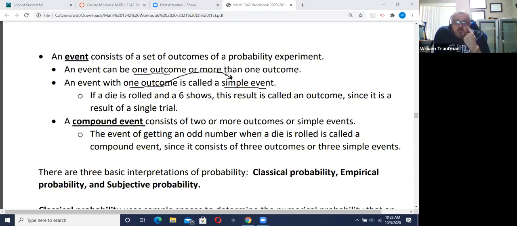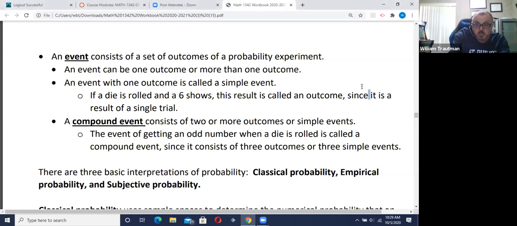So if a dice is rolled and it shows a 6, that's one outcome. That's a simple event. You just see the 6. Compound events consist of 2 or more outcomes or simple events. So a compound event is just more than one. Let's see what else we need on here.